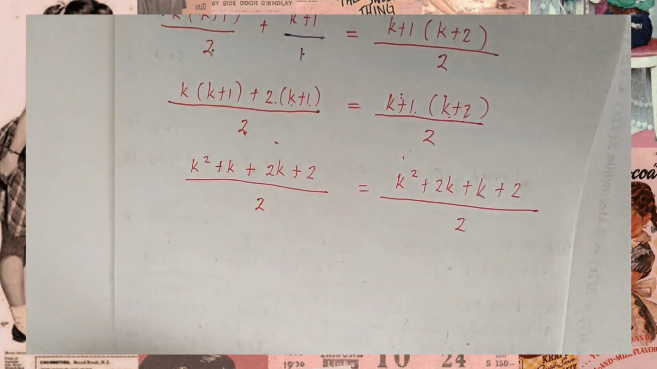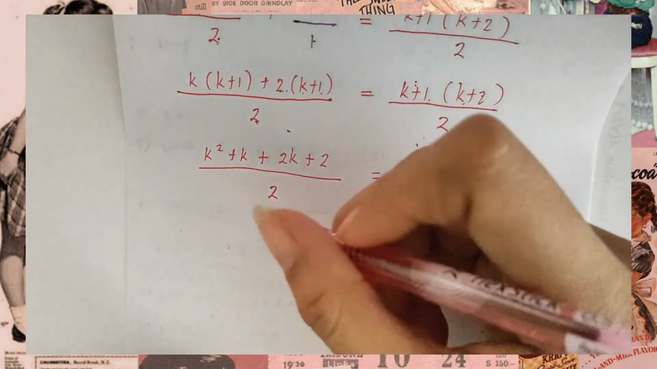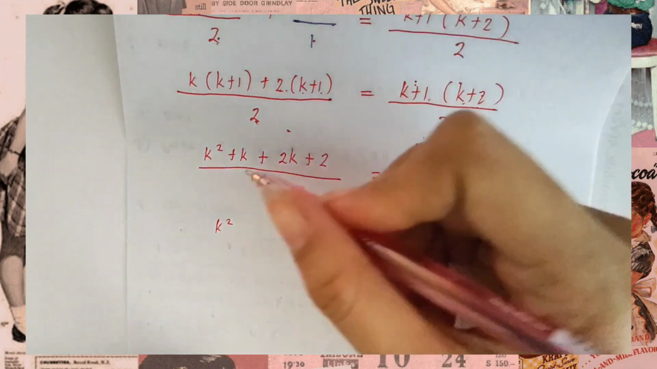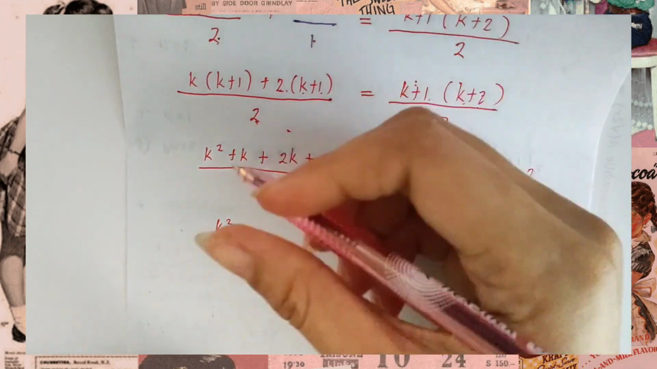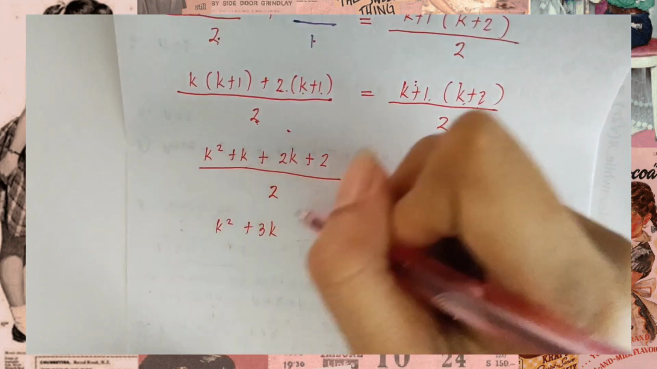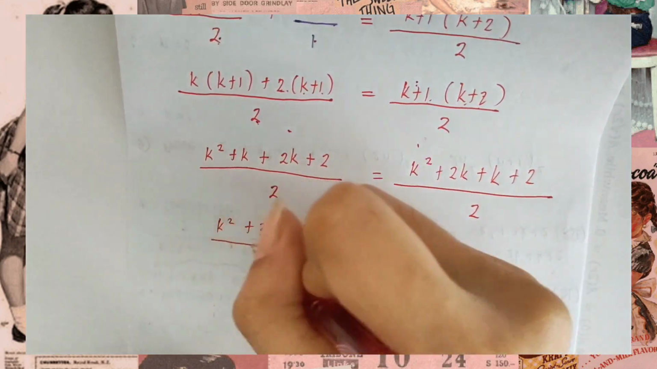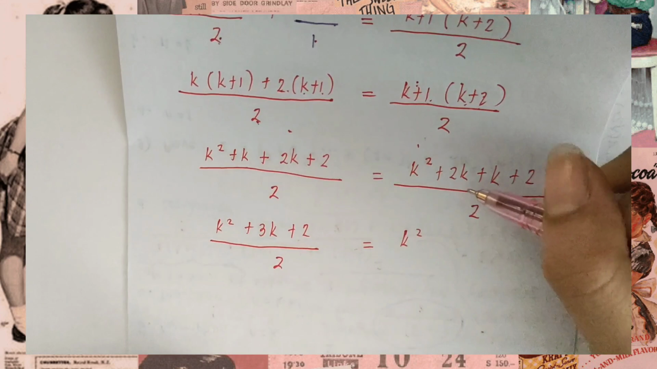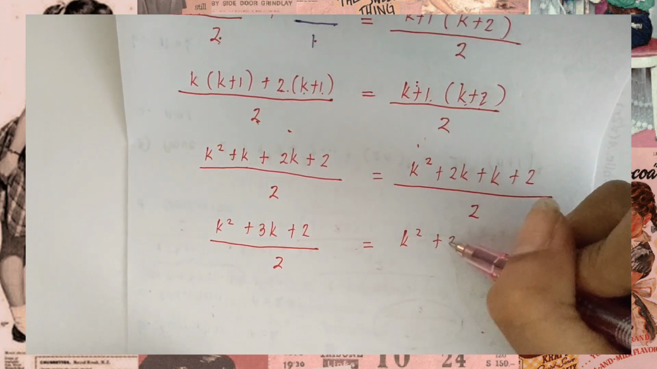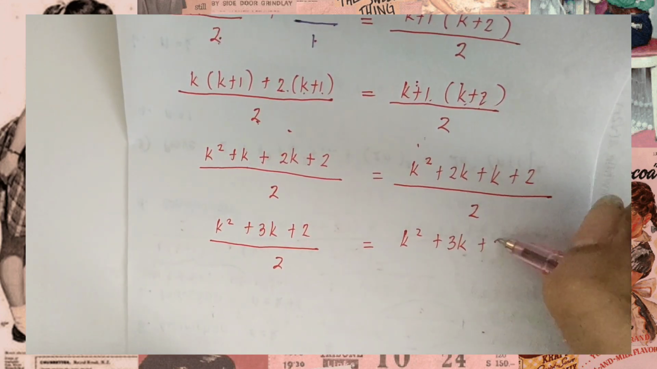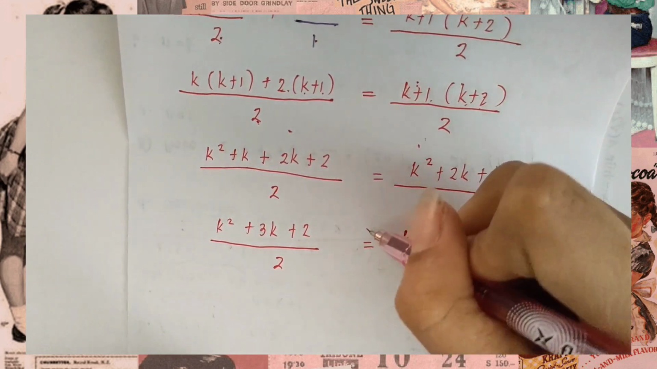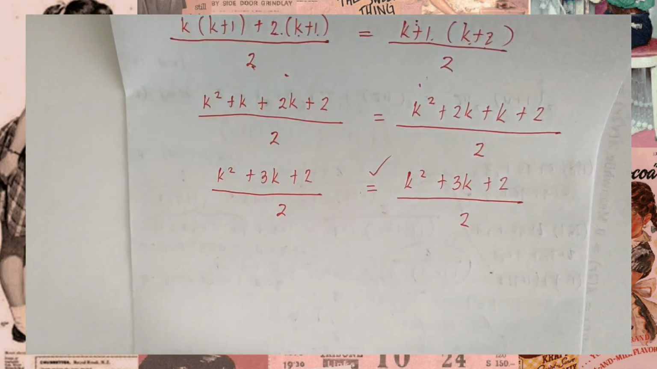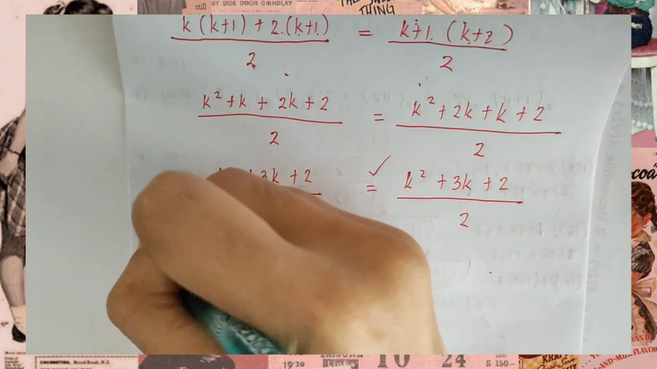Now let us simplify. We have k squared. They are similar. So k plus 2k is 3k. Copy the constant 2. Next, k squared, 2k plus k, that is 3k plus 2. And they are balanced. Let's proceed with our conclusion.